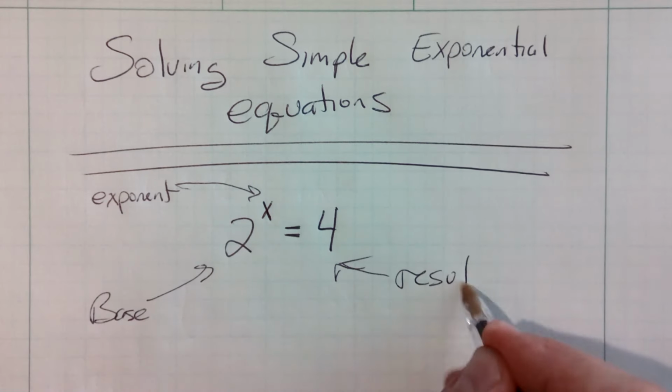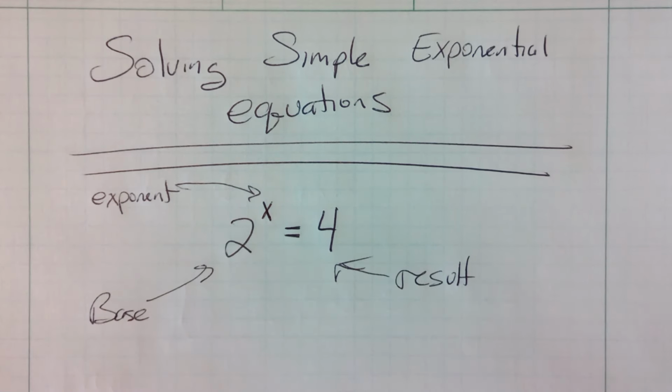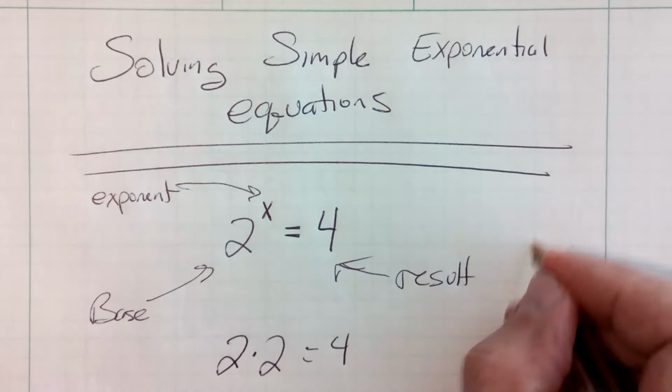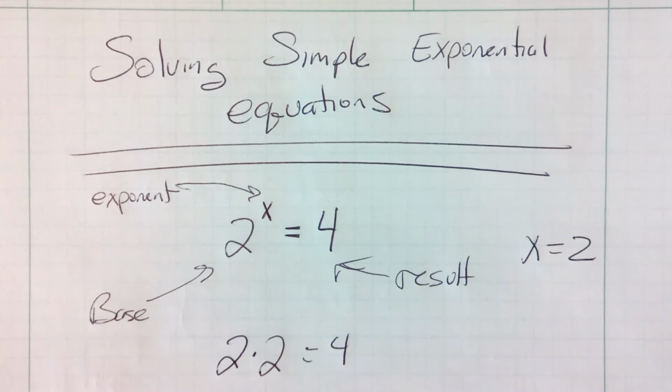So again, all you would have to do is ask yourself, 2 times 2 is, oh, that's 4. How many 2's did it take? It took 2 of them. So x is equal to 2.